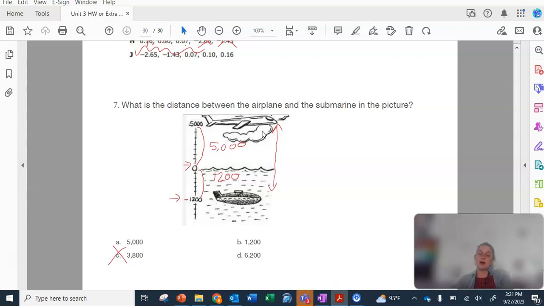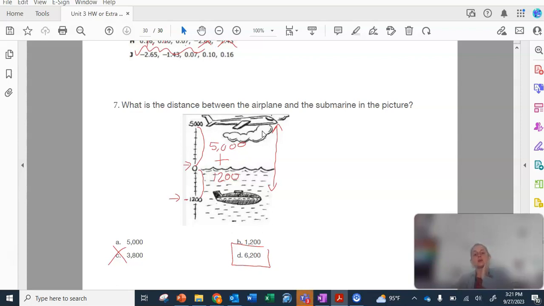Now notice I wrote that as a positive number because I'm just talking about a distance. Distance is always positive. Absolute value. That's what I just found. I found the absolute value. And then I'm going to add those two together for the total distance. That's 6,200.